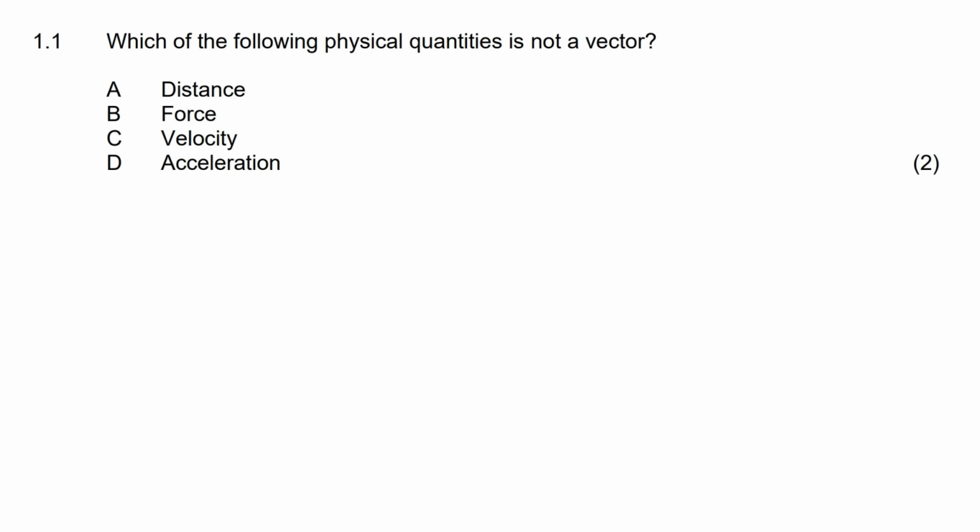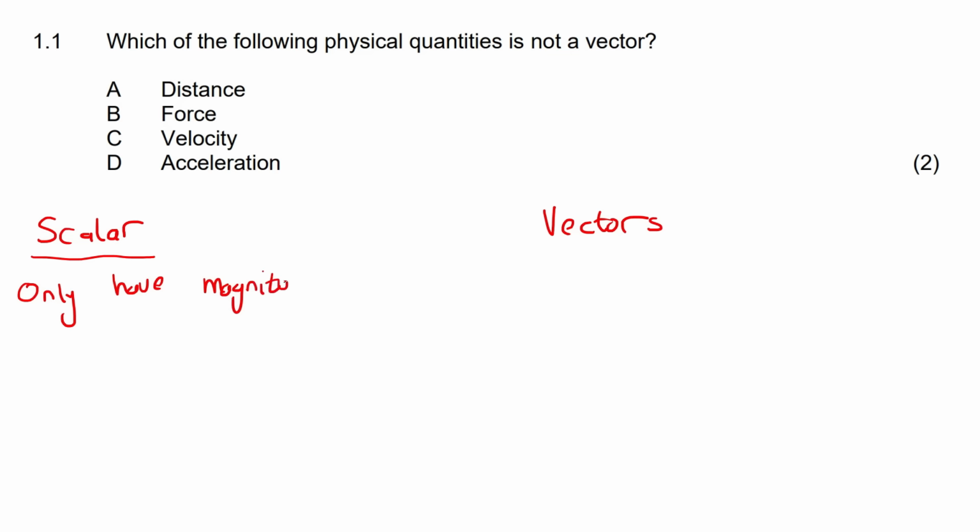Which of the following physical quantities is not a vector? Well, remember in grade 10 we've learnt about scalars and we've learnt about vectors. Now, scalars only have magnitude, which is like the size. So, for example, things like time.